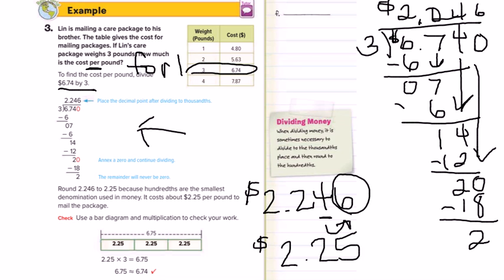Now, you can check this by multiplying $2.25 times 3, and when you do that, you're going to get $6.75, which is very close to the original of $6.74, and since we rounded up a little bit, that makes sense, so it checks out that this is the correct answer.